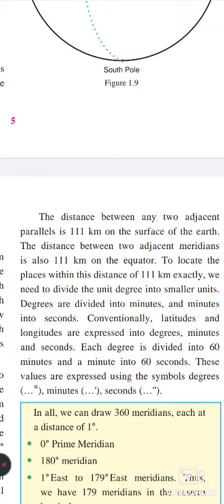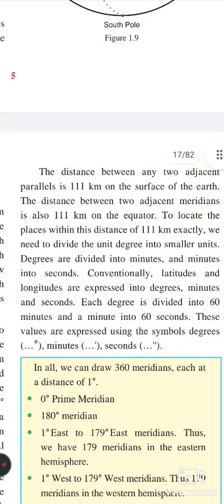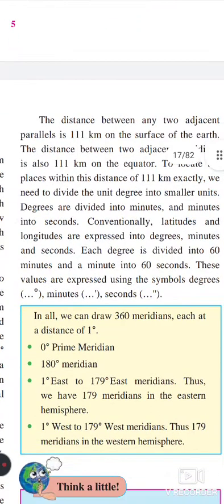Conventionally, latitudes and longitudes are expressed in degrees, minutes, and seconds. Each degree is divided into 60 minutes and each minute into 60 seconds. And the values are expressed with the symbols degree, minutes, seconds.